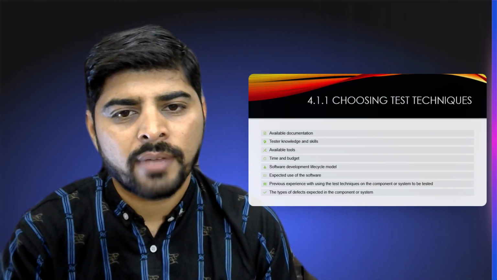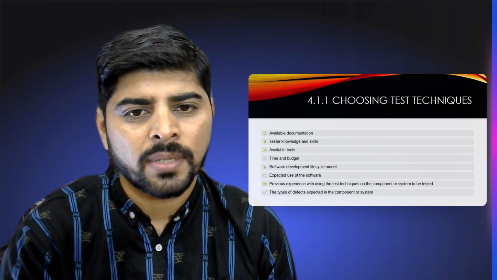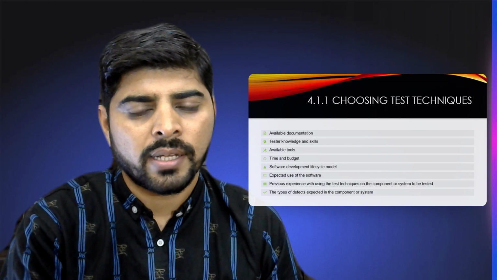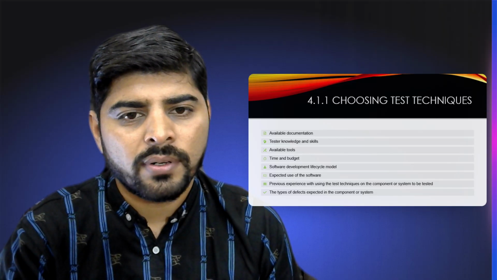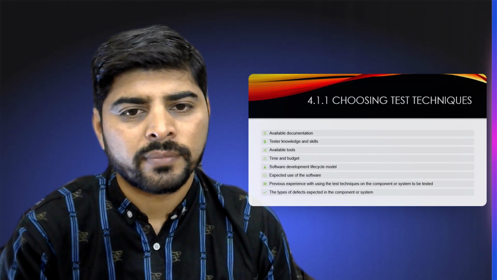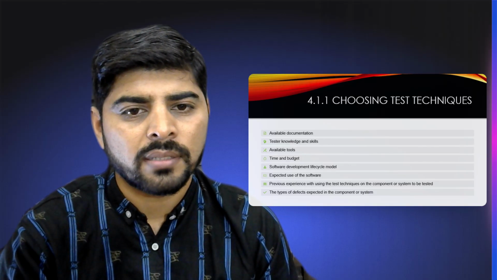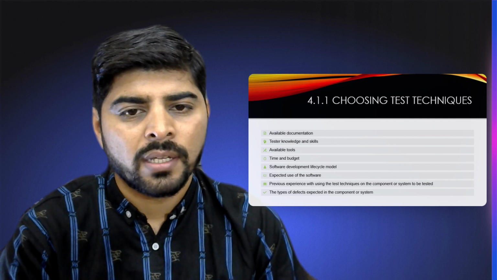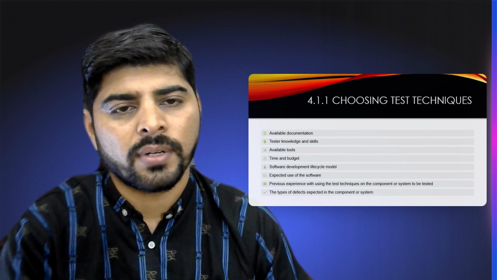Time and budget are very important, because if we are given a lot of time and budget, then we have time to do research and analysis on techniques, and we can identify more bugs. Other factors are the software development lifecycle model and expected use of the software, previous experience with using the techniques on the component or system to be tested, and the type of defects expected in the software component.